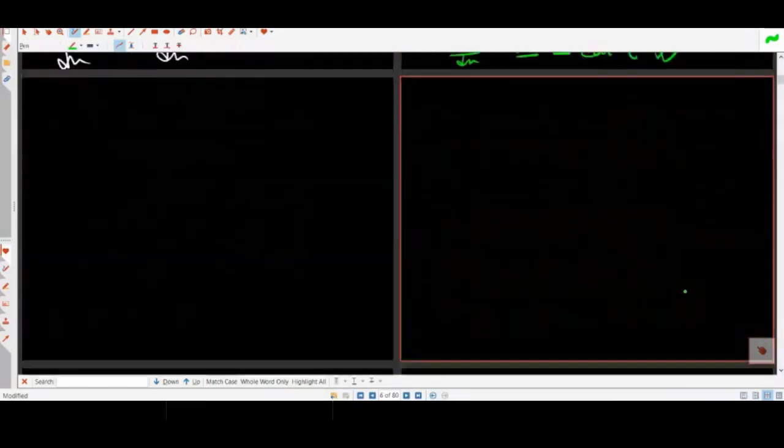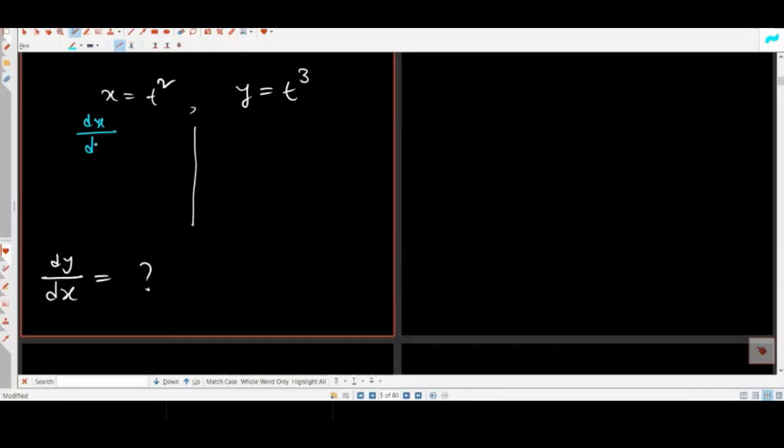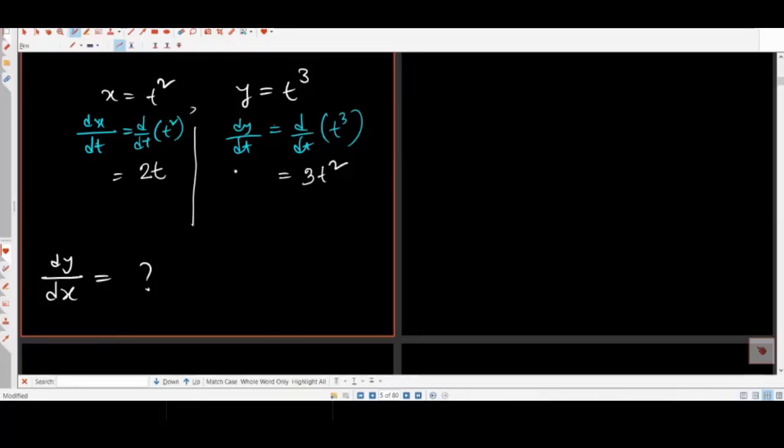Let's say we have another problem. x equals t squared and y equals t cubed. So again, our target is to find dy/dx. So for that, what we have to do? We have to differentiate x in terms of t, and also y in terms of t. So dx/dt will be d/dt of t squared. So differentiation of t squared in terms of t is 2t. Differentiation of t cubed in terms of t will be 3t squared. So we have found dx/dt and dy/dt.